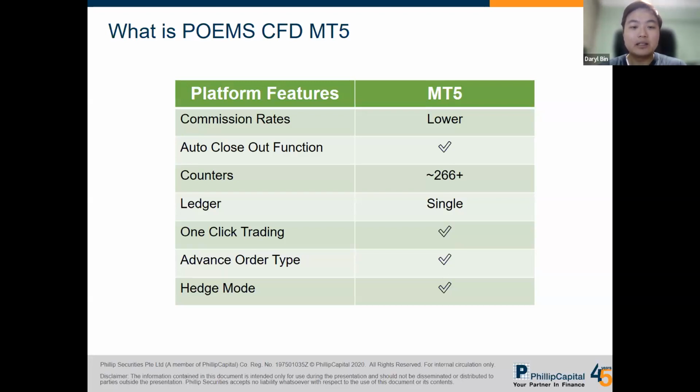And MT5 is more famous for its one-click trading, where you can buy and sell with just one click. Just by clicking on buy or sell, then setting your quantities, your order will immediately be executed. It's very convenient and easy to use. For advanced order types, there are more order types in MT5, and it allows you to set the TP and SL at the same time. And lastly, hedge mode. You can open both long and short positions at the same time for the same counter.